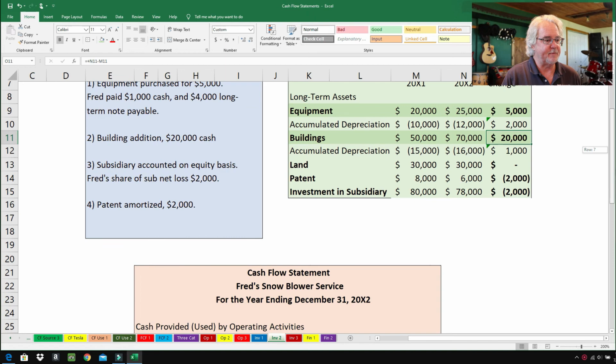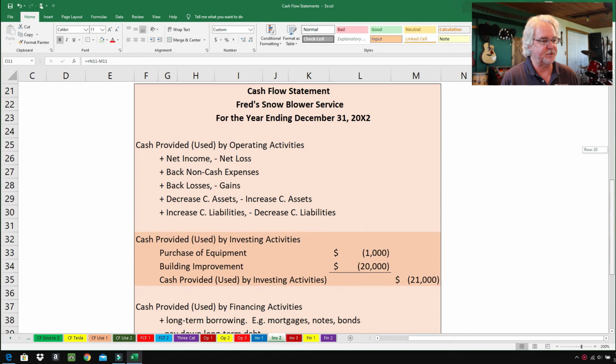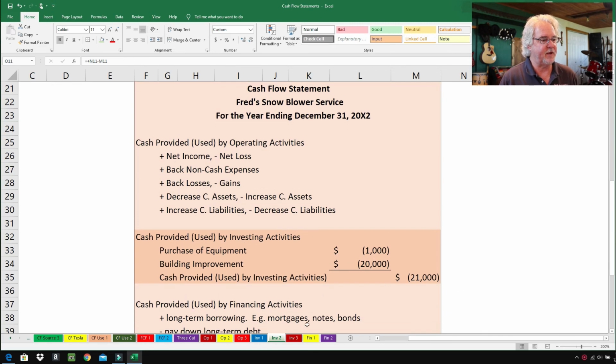So coming down to the cash flow statement, as you know, the cash flow statement's got 3 different categories, folks. Here we go. We've got operations, we've got investing activities, and we've got financing activities. So here's all we're going to do. We're going to have purchase of equipment for $1,000 and the building improvement for $20,000 for a use of cash in investing activities of $21,000. Now, a lot of times on these cash flow statements, you'll see instead of purchase of equipment or building improvement, it'll say capital expenditures or capital improvements. I've seen sometimes too. But here today, for purposes of what we're doing, I'm listing it all out separately.